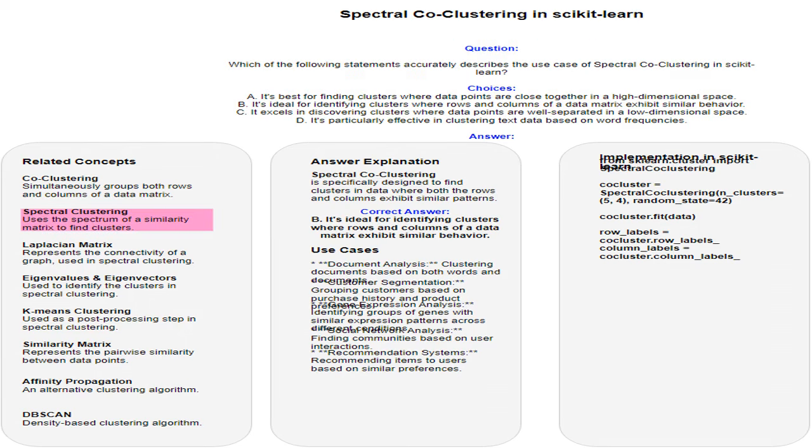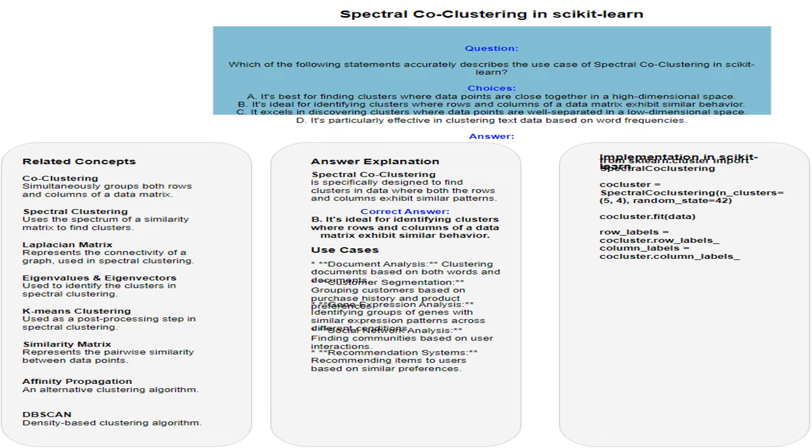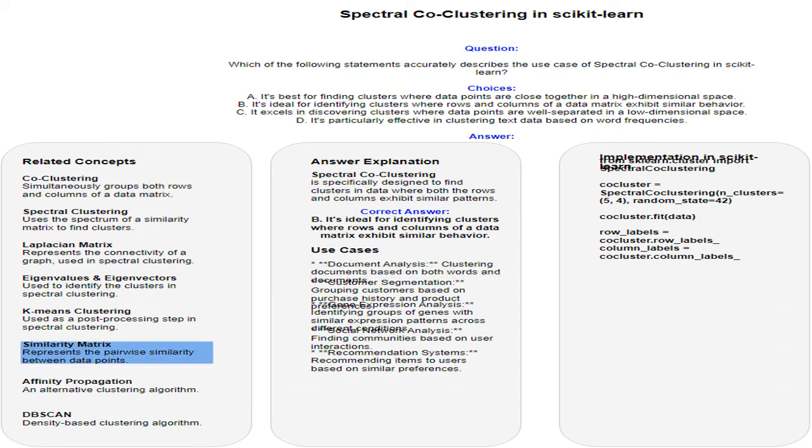Co-clustering, spectral clustering. C. It excels in discovering clusters where data points are well separated in a low-dimensional space. Incorrect. While spectral co-clustering can work in low-dimensional space, its core strength is in finding clusters based on row and column similarity, not just spatial separation. Spectral clustering, k-means clustering. D. It's particularly effective in clustering text data based on word frequencies. Incorrect. Spectral co-clustering is a general-purpose method and can be used for text data, but it's not specifically designed for word frequency-based clustering. Document analysis, similarity matrix.